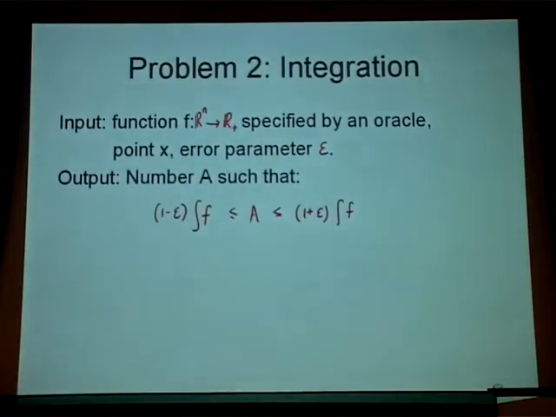Problem 2, integration. Same input setting, exact same input setting, except now I've assumed the function is non-negative everywhere. And you want to find a real number that is a 1 plus epsilon relative approximation of the integral of the function. So we assume the function has a bounded integral. This generalizes the problem of estimating the volume, where the function would just be 1 in the set and 0 outside, and then the integral is just the volume.